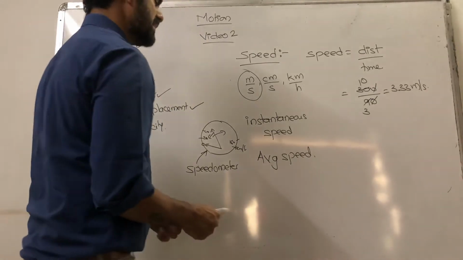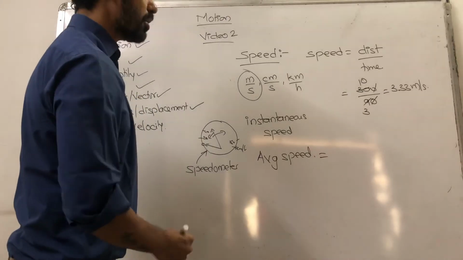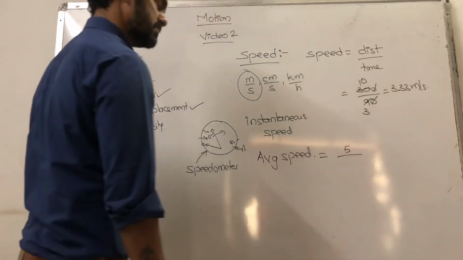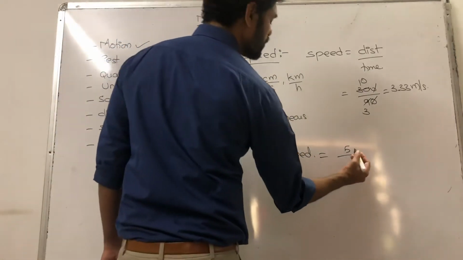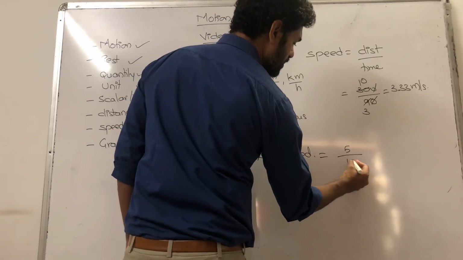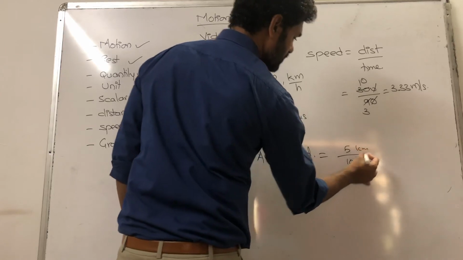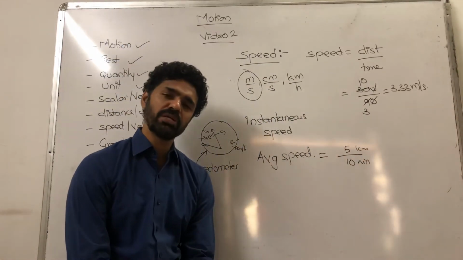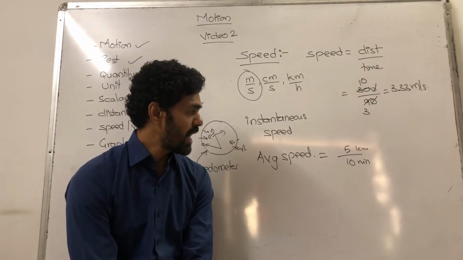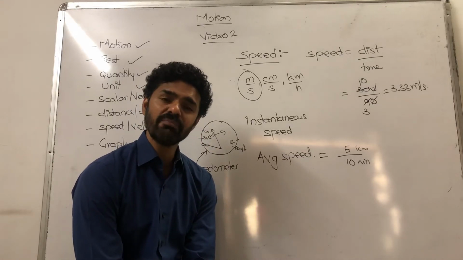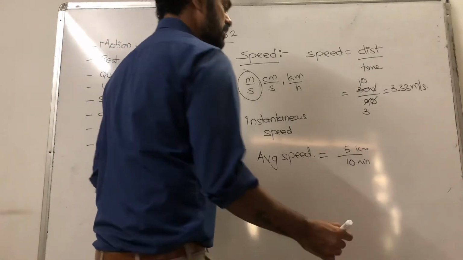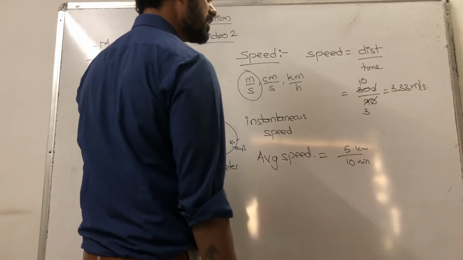Now, let's say you went from home to school. The distance that you traveled was 5 kilometers. And the total time that you took to travel these 5 kilometers, let's say it was 10 minutes. So what is 5 kilometers over here? 5 kilometers is the total length between home and school. And 10 minutes is the total time that you took to reach school from home. This is your total distance traveled and this is total time taken.